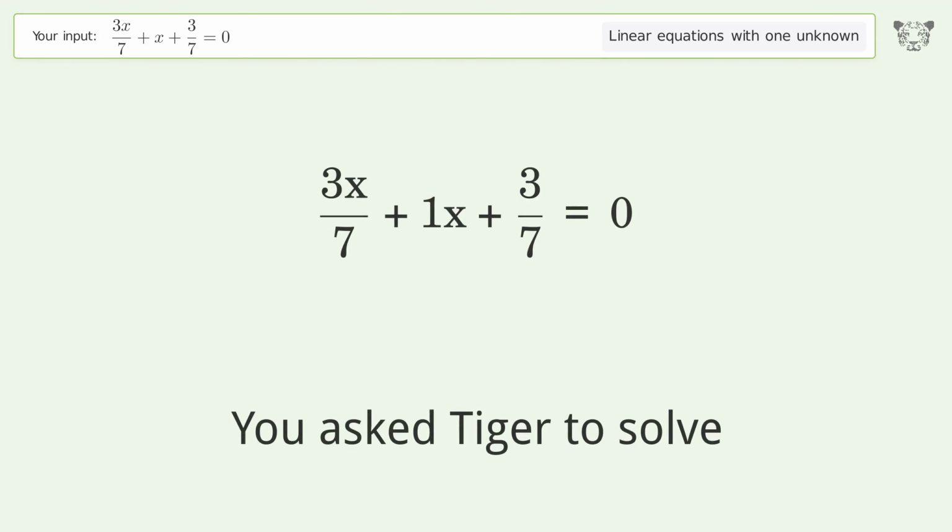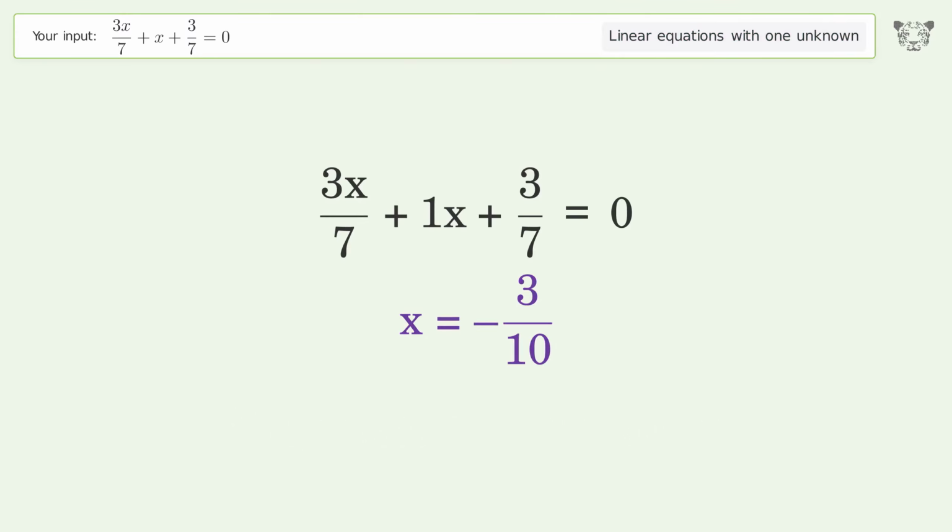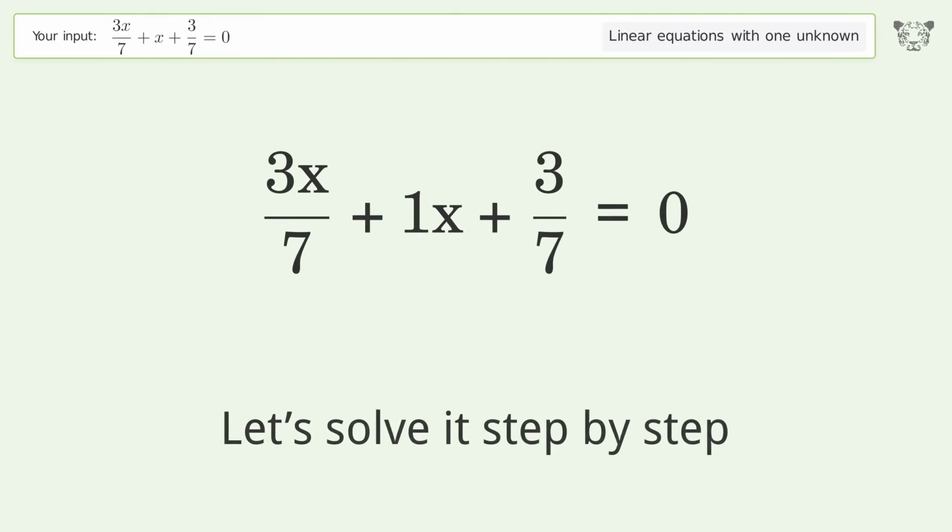You ask Tiger to solve. This deals with linear equations with one unknown. The final result is x equals -3/10. Let's solve it step by step.